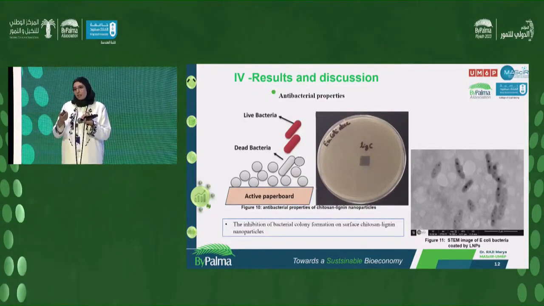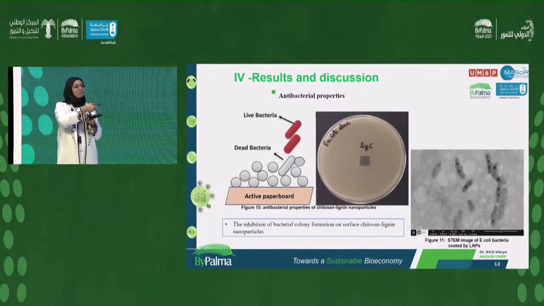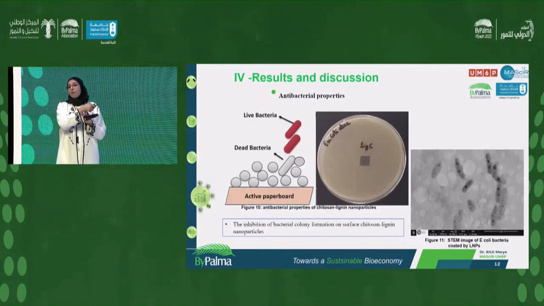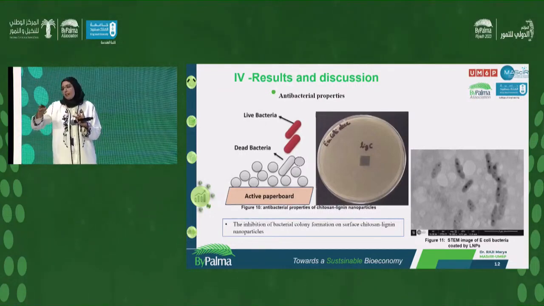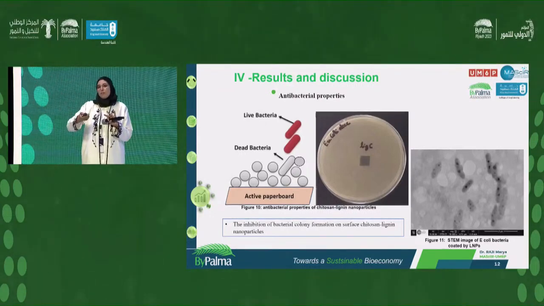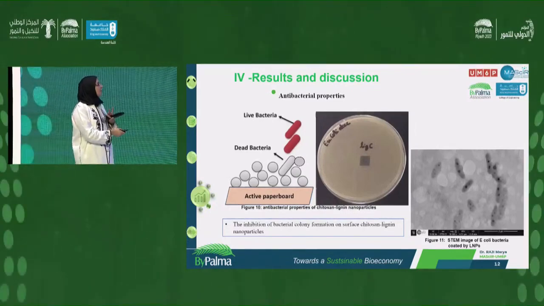But it's not enough, because we don't have a huge area around the film. But we can improve the antibacterial properties of the lignin by modifying the shape and introducing some metals like zinc oxide, or sulfur nanoparticles. There are many types of nanoparticles.